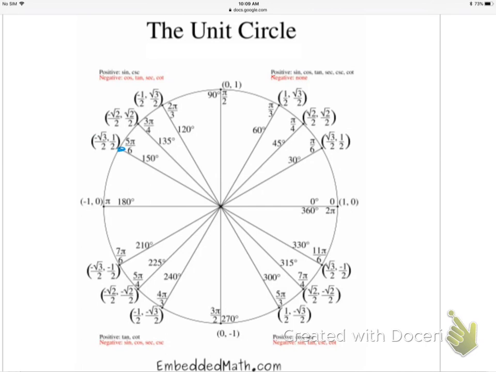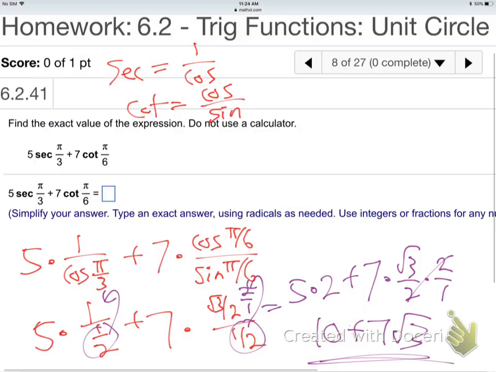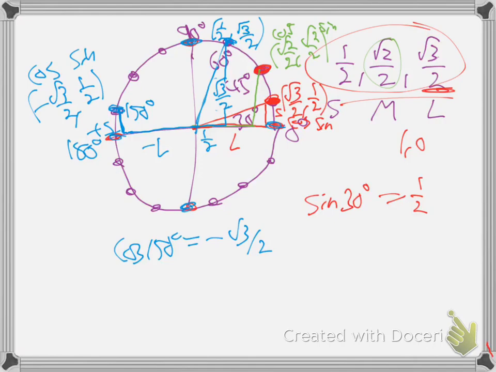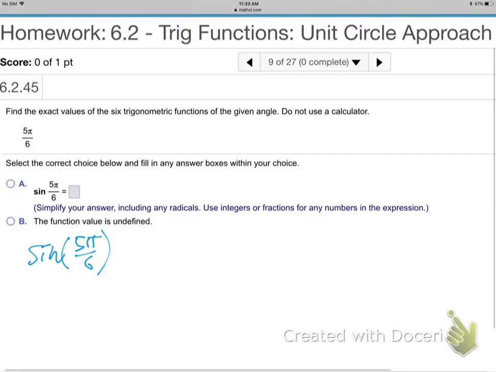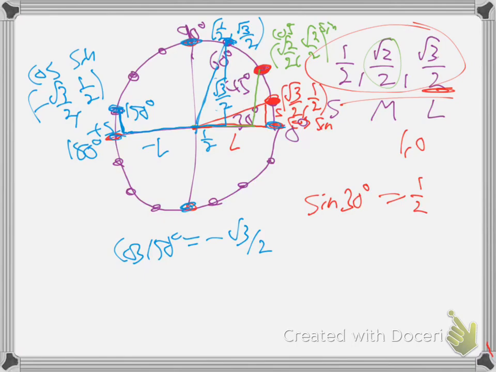So 5 pi over 6 is right here. That's negative root 3 over 2 for the cosine. We want the sine. Sine's a half. So where are we? Here it is. Sine's a half, cosine of that spot is negative root 3 over 2. Right? That's the one I showed over here, isn't it? Yeah, I went to 150, didn't I? Got it a minute ago.